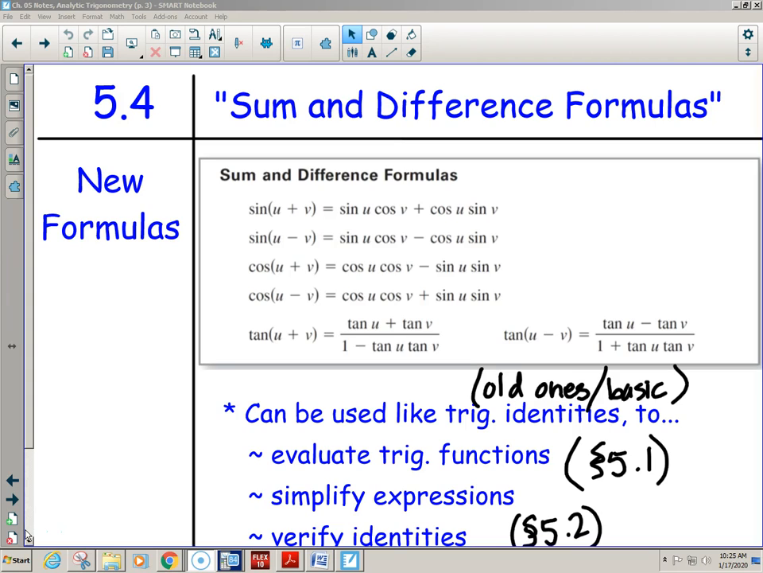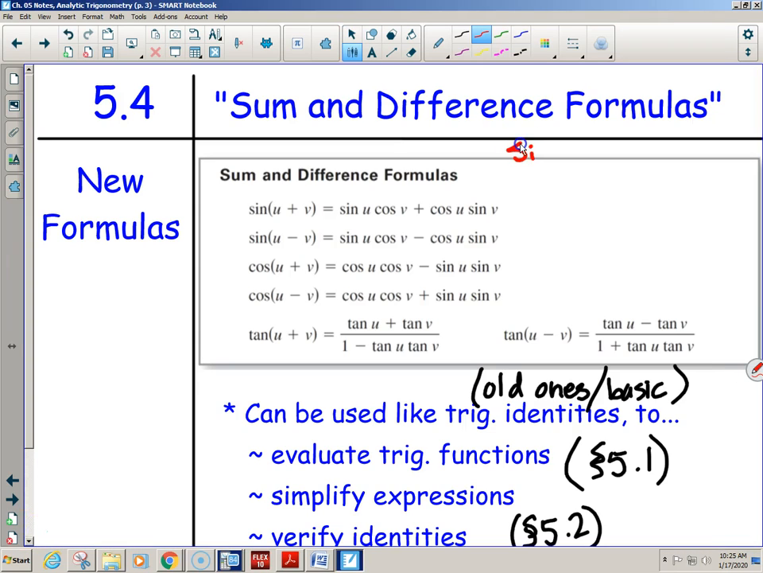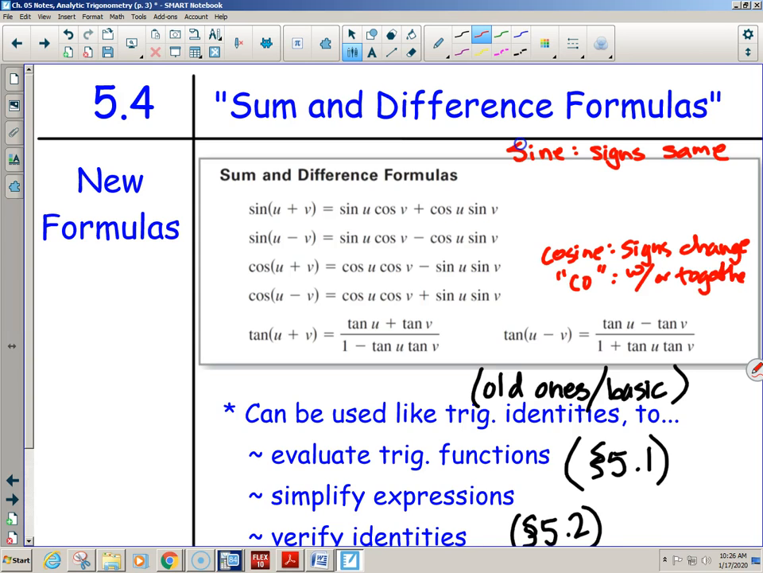Okay. Can I just give you a few of my tricks for these specific formulas? Ready? Sine, signs stay the same. Cosine, signs change. And co means with or together. I'm using my grammar prefix knowledge, and I'm using C with C and S with S. Sine same, cosines change. And that's all I need to basically have all of them.